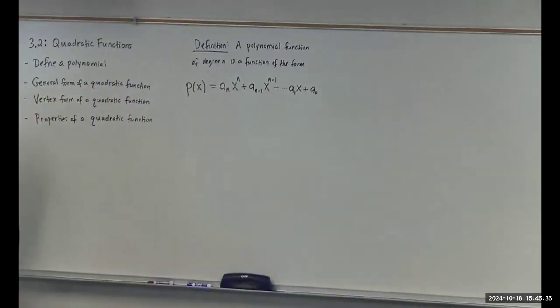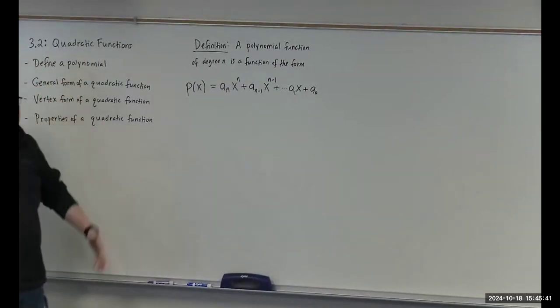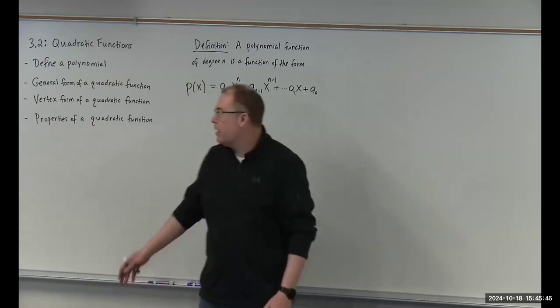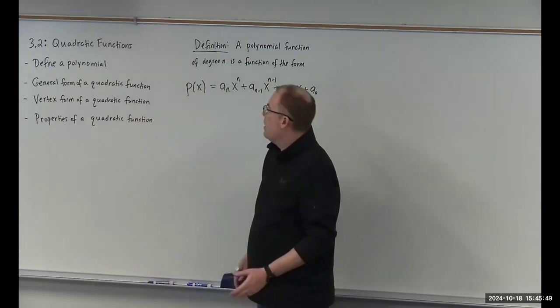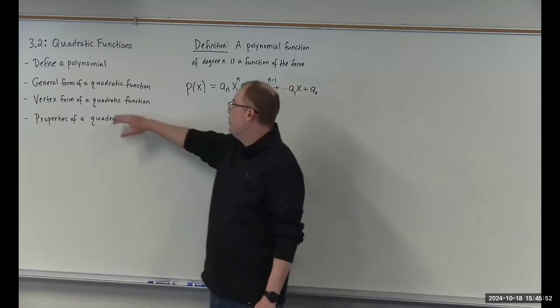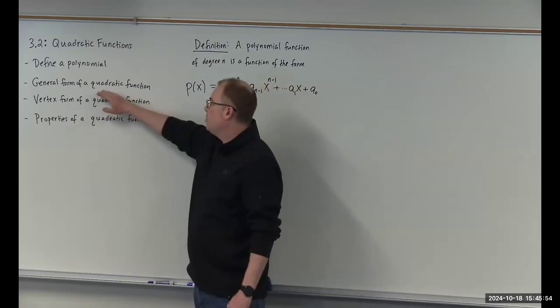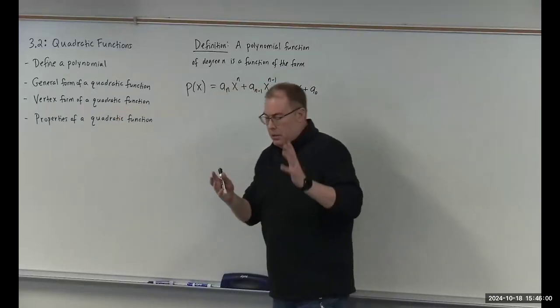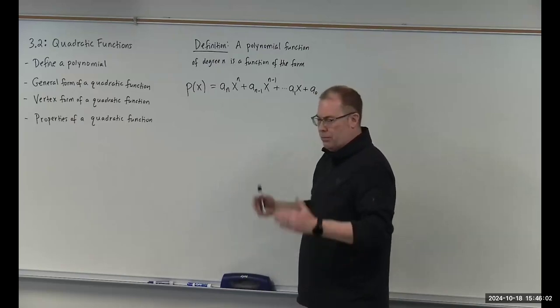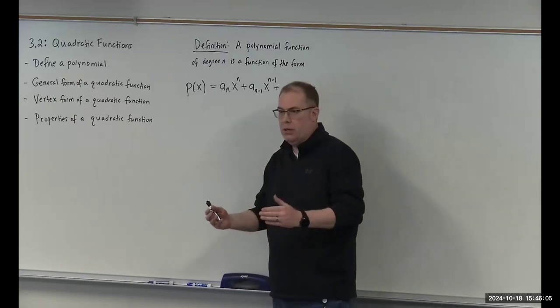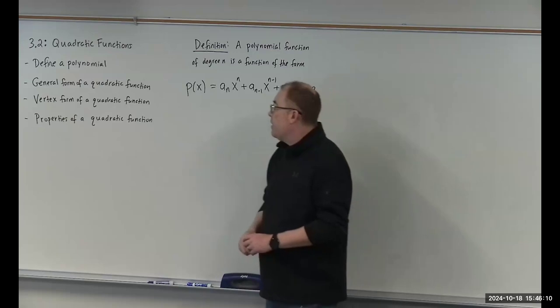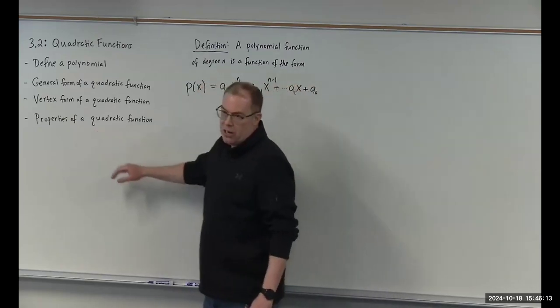Hello, in this video, I'm going to talk about quadratic functions, section 3.2 of the OpenStax book that we're using. So the first thing is to define a polynomial, and then we're going to look at the general form of a quadratic function, and then the vertex form of a quadratic function. So basically, given a general form of a quadratic function, I'll show you how to take that and express it in vertex form. Okay. And then we'll look at the specific properties of a quadratic function.